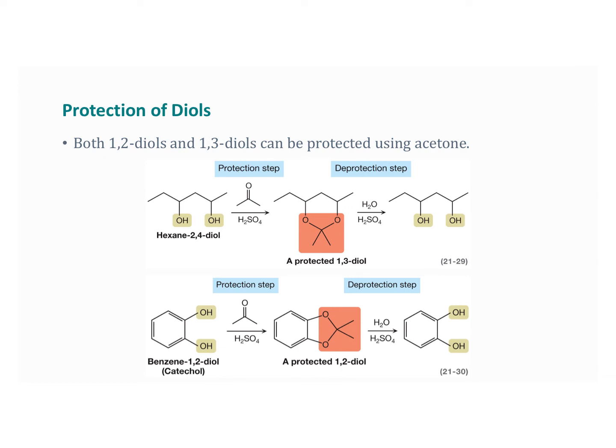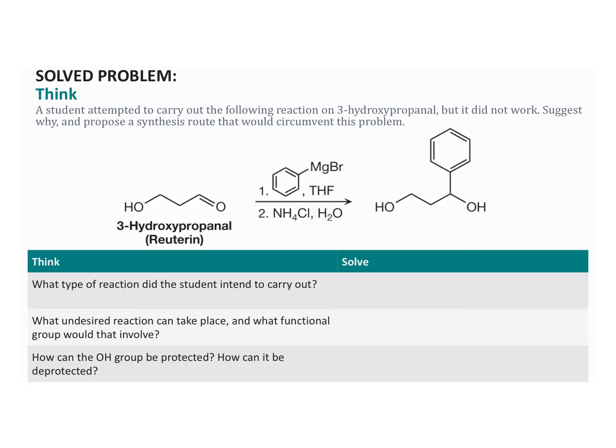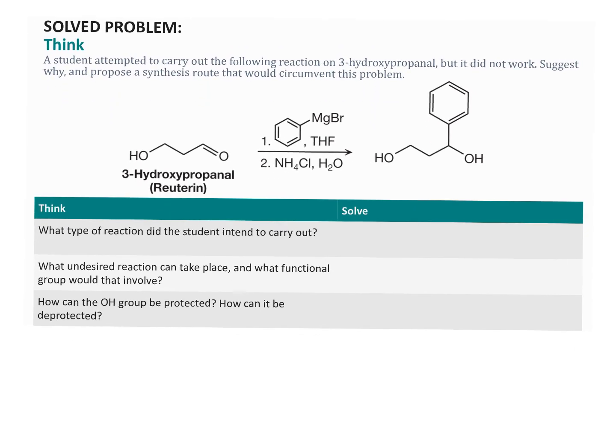I want us to do a problem on this last slide. A student attempted to carry out the following reaction on this 3-hydroxypropanol, but it didn't work. Suggest why and propose a synthesis route that would circumvent this problem. When you have a question like this, the first thing you need to think about is what type of reaction the student intended to carry out. From this, we see a Grignard reagent. So it looks like the student wanted to do a Grignard reaction, where the Grignard reagent acts as the nucleophile to add to the carbonyl group.